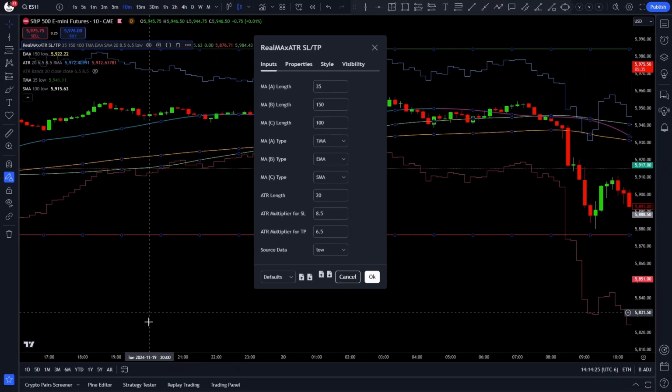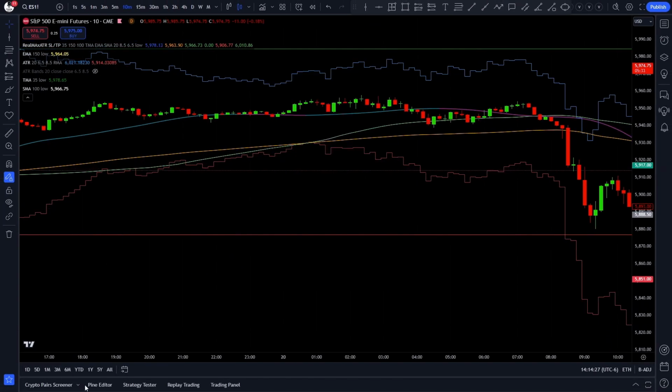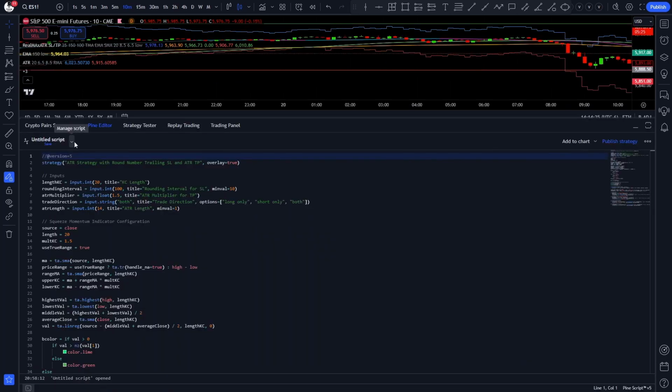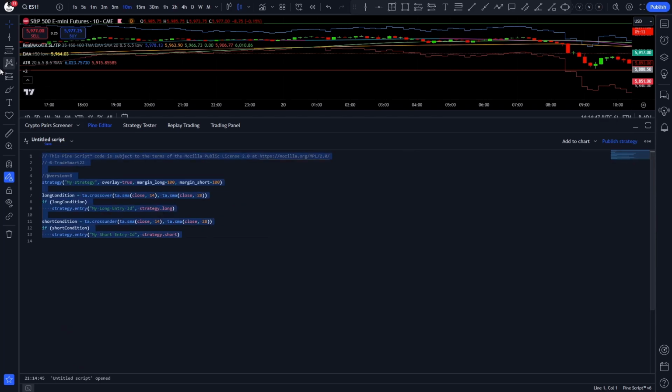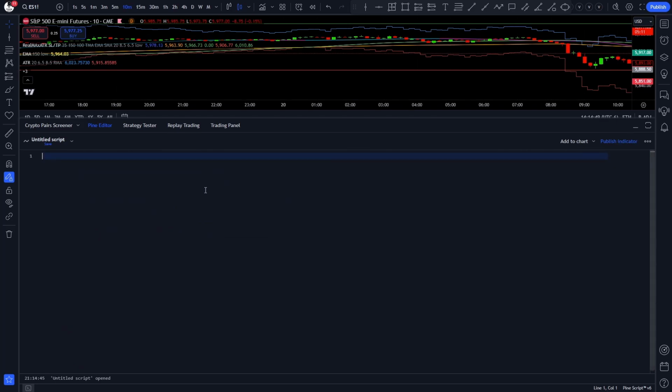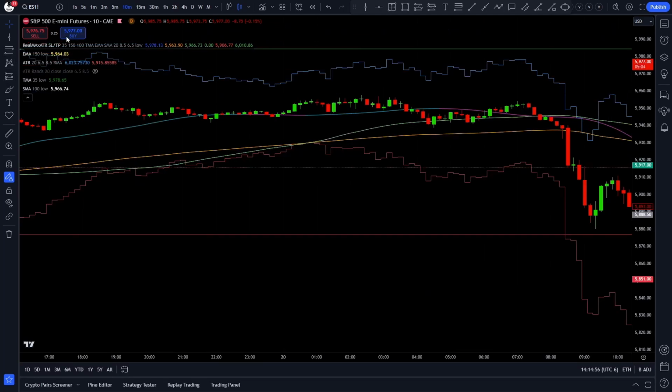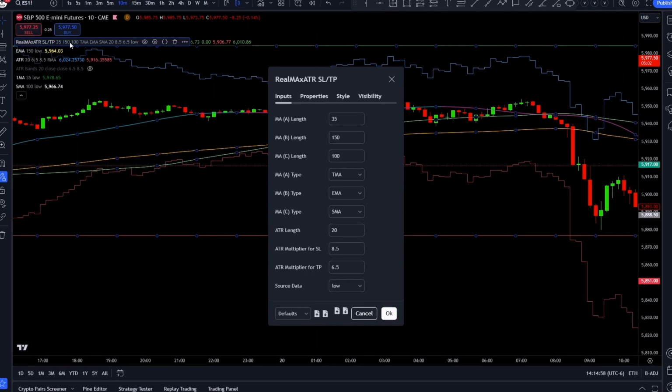So copy the source code, then come back to TradingView and open up the Pine editor down at the bottom. Now TradingView made an update recently, so from now on you can add new strategies by clicking here, then click on Create New, and then Strategy. Then highlight everything here, delete it, and paste the source code right there. After that, you just have to click on Add to Chart. If you've done everything right, you should see the strategy script right here.